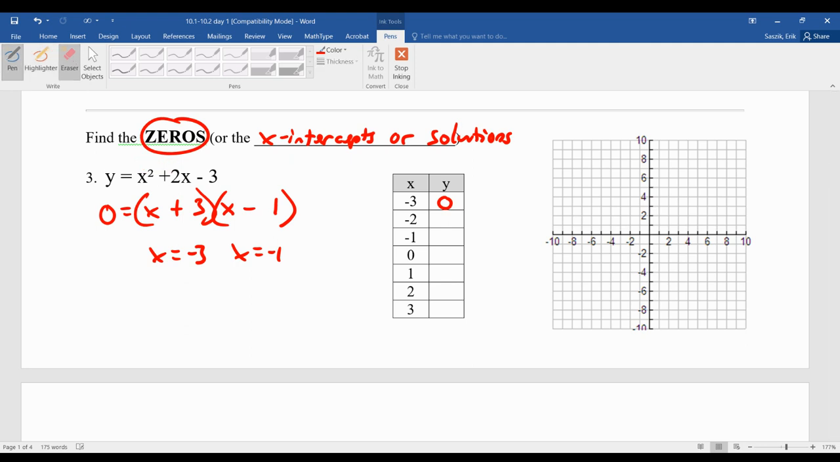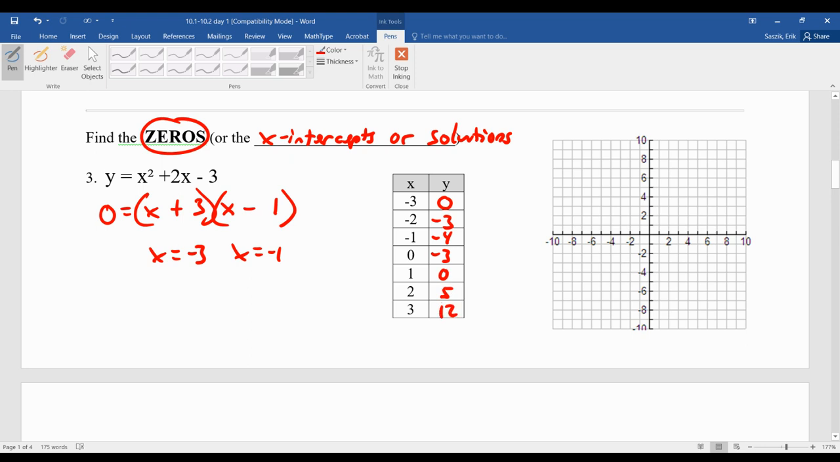Okay, I could take -2. -2 squared is 4. -2 times 2 is -4. 4 minus 4 is 0. 0 minus 3 is -3. I could do that for every one of these. I'm not going to talk about every one, but if you wanted to do that, you could double check yourself. You should get these values.